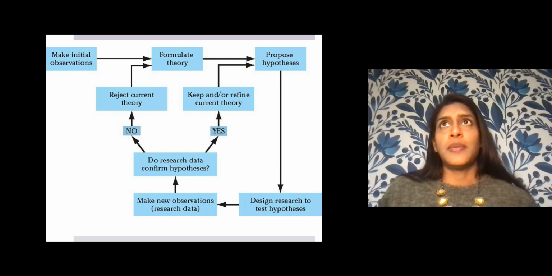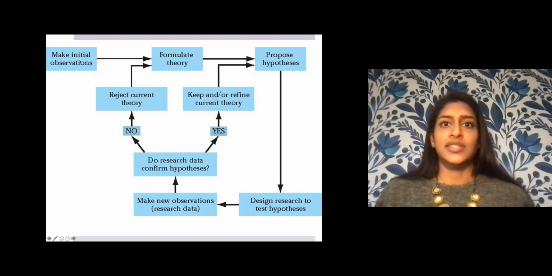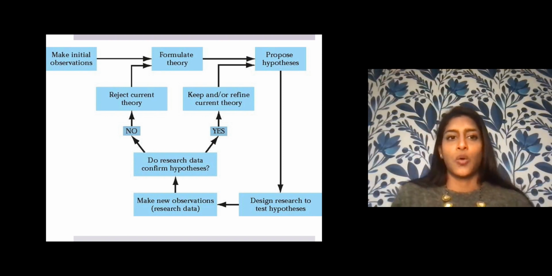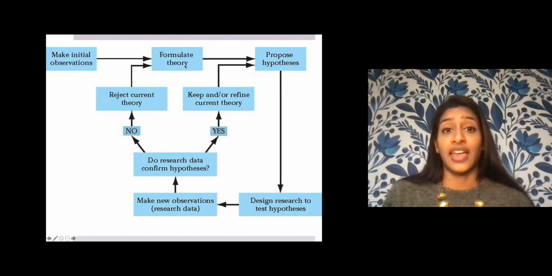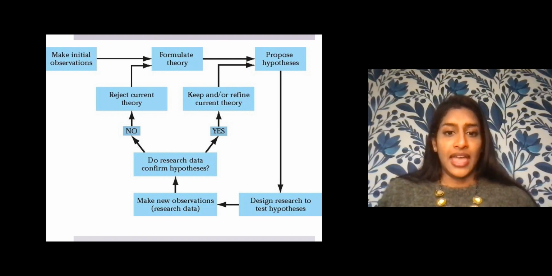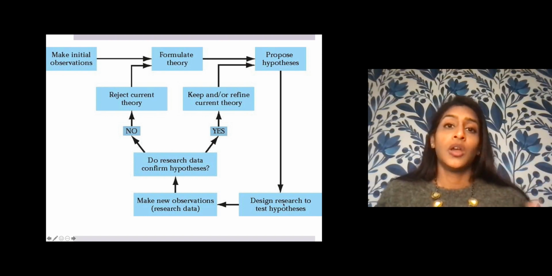So you can think about every single experiment that's done. We'll be using this method, right? In some capacity. So first, we make some initial observation. We see everyday life. It spurs us to ask a question. And so we formulate a theory. That theory then leads us to propose a specific hypothesis. And then we design a research study to test that hypothesis.